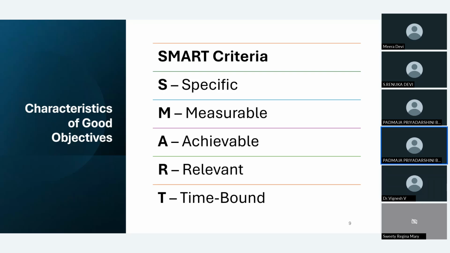It should have coherence and be achievable. So many times what happens, the objective has too many jargons, and so we cannot figure out what we really have to do. So we have to make it achievable, and it should be relevant to the topic, and it should be time bound. So our objective should always follow the SMART criteria: specific, measurable, achievable, relevant, and time bound.